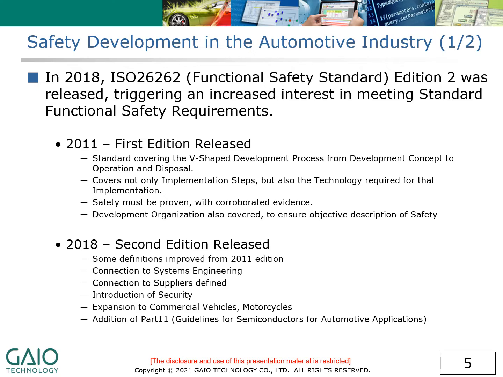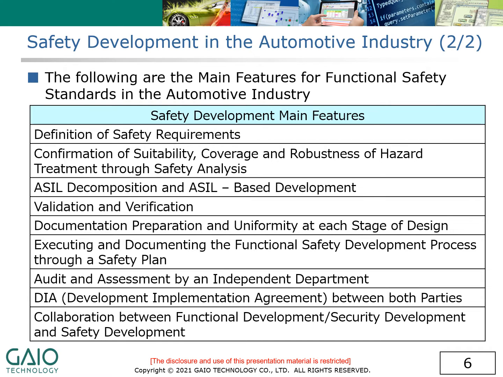Safety development in the automotive industry is governed by the ISO standard 26262. This defines the safety design requirements for the entire development process. The main points of these requirements are confirmation of suitability and robustness, safety level decomposition and safety level based development, validation and verification, documentation, planning and execution, audit and assessment, assignment of responsibilities, and collaboration to achieve goals.